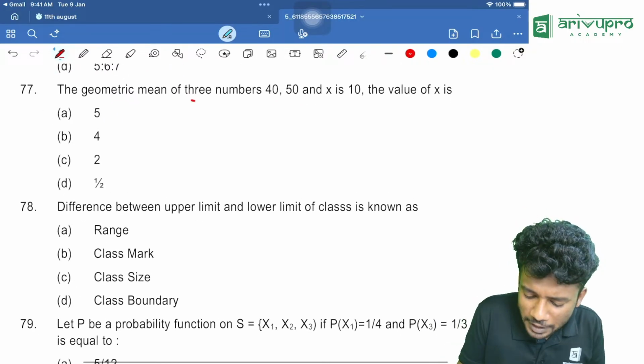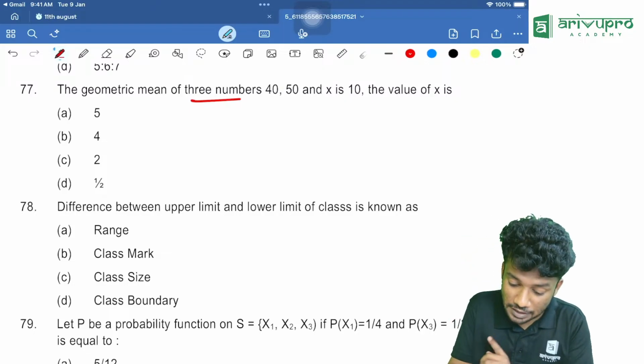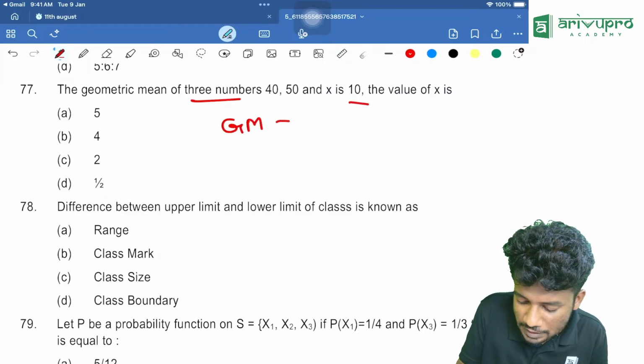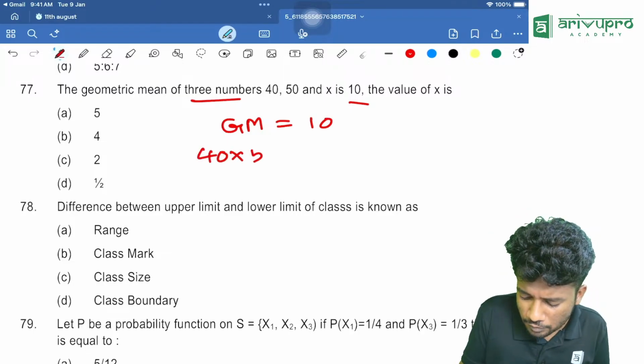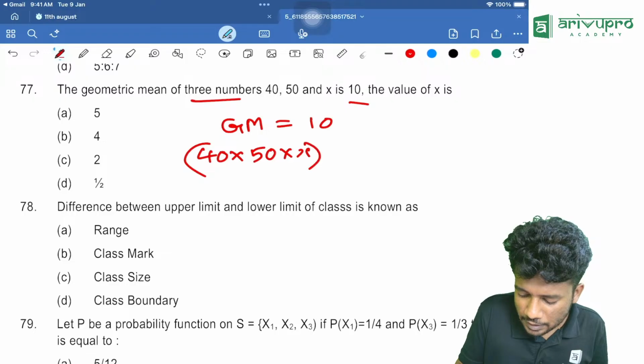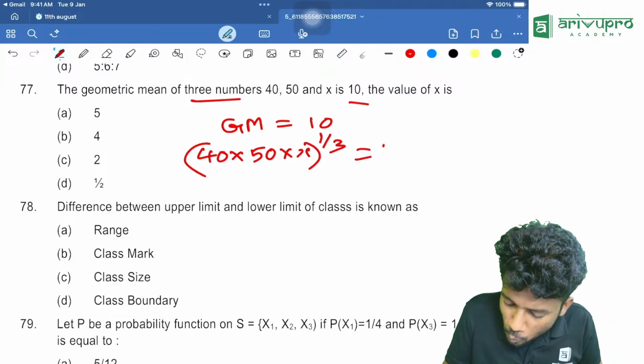Then, the geometric mean of 3 numbers 40, 50 and x is 10. So GM is given as 10. We know the formula for GM. That is nothing but the product of all the numbers, the entire thing raised to 1 by the number of terms, which is 3. So raised to 1 by 3, which is equal to 10.